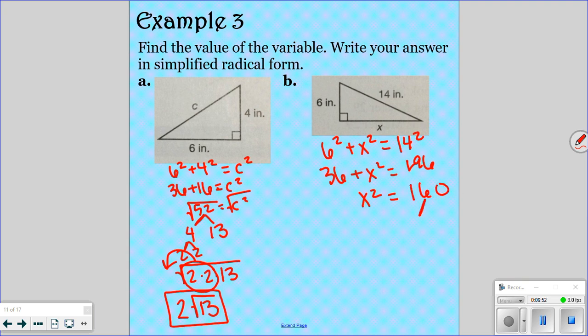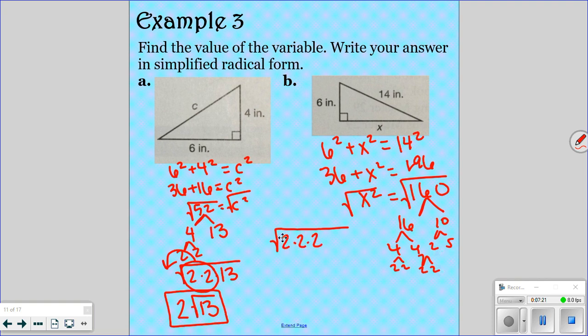So now we have to factor this, because when we take the square root, we want to simplify it. So 160 is 16 times 10, and 10 we know is 2 and 5. 16 is 4 and 4, which is 2 and 2, and 2 and 2. All right, so instead of writing 160, we're going to say the square root of 1, 2, 3, 4 2's, and then another 2 and a 5. So 1, 2, 3, 4, and then 2 times 5.